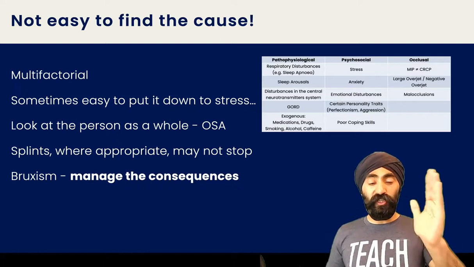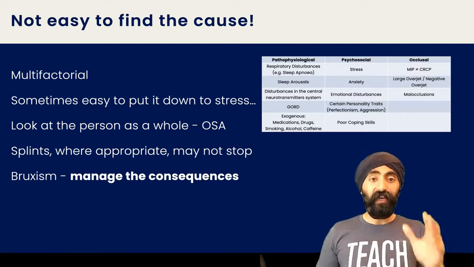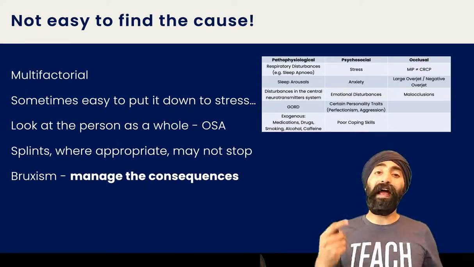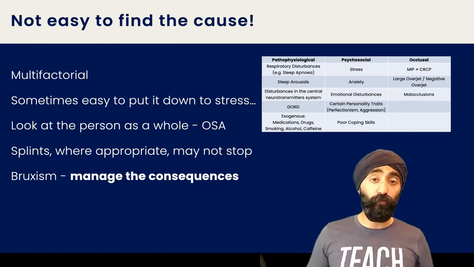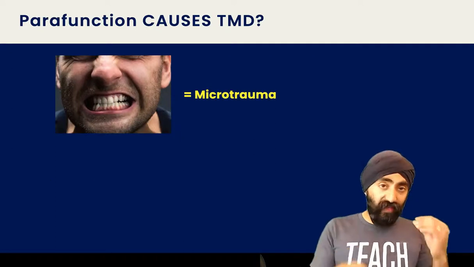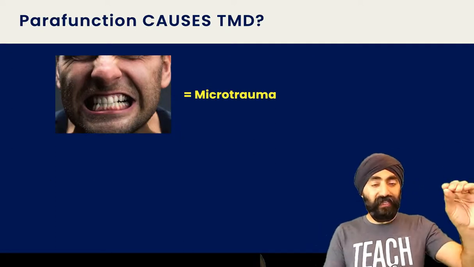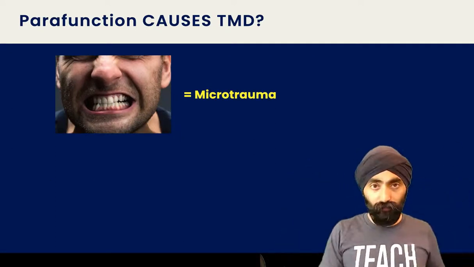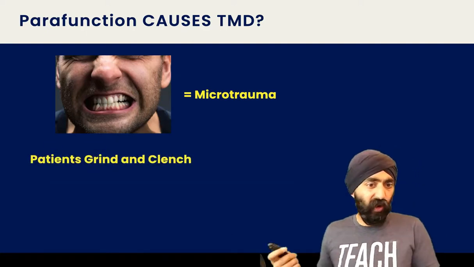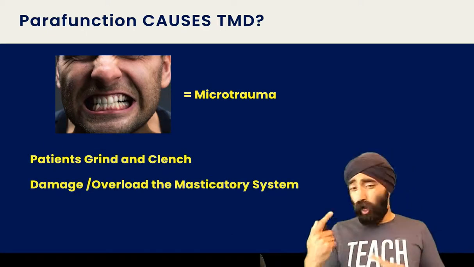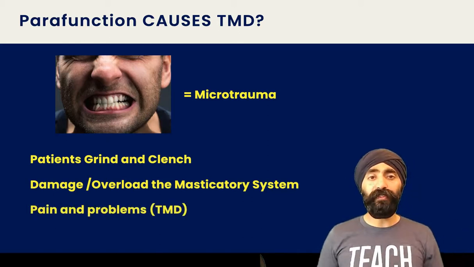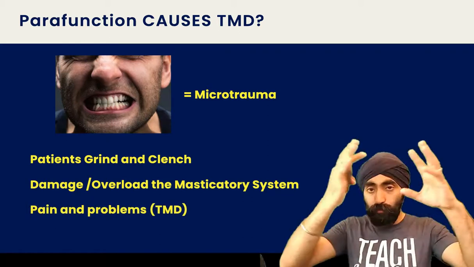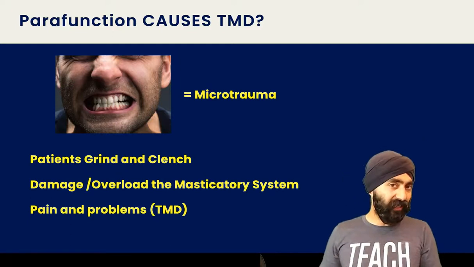But you essentially need to know this, okay? That splints will not stop bruxism, but they'll help us to manage the negative consequences of bruxism. And therefore, with bruxism, we get something called microtrauma. That's right, isn't it? Because patients grind and clench, they damage and overload the masticatory system, and therefore they get pain and problems. Now, do you think this is a reasonable model, right? This sounds like it makes a lot of sense, right?